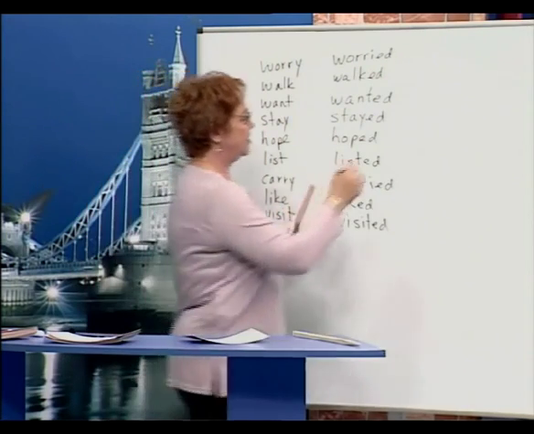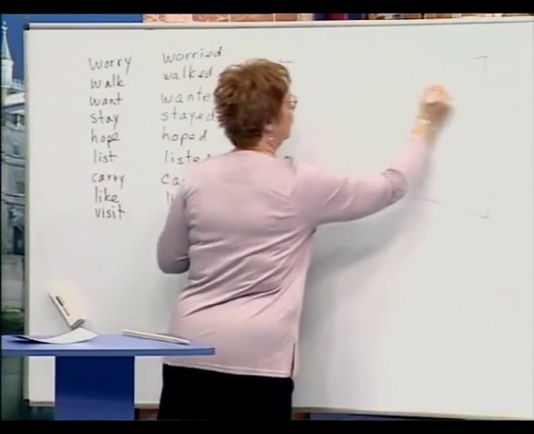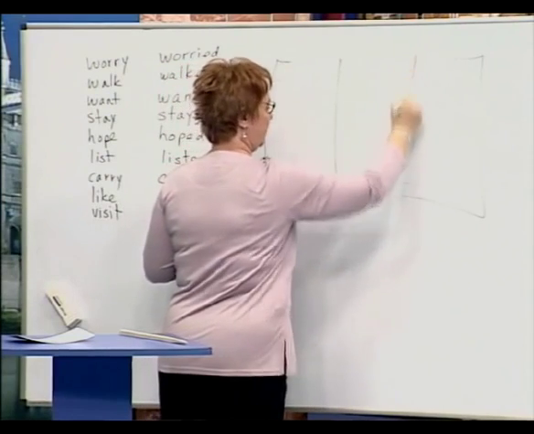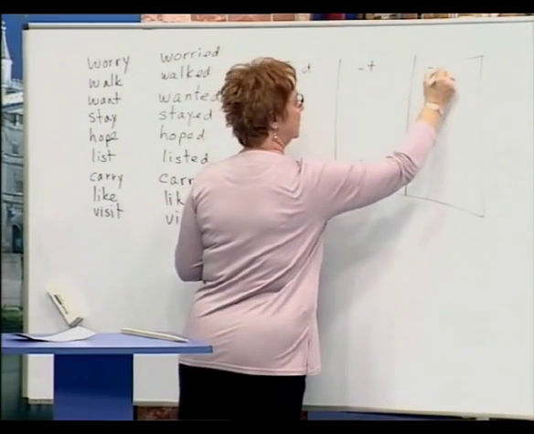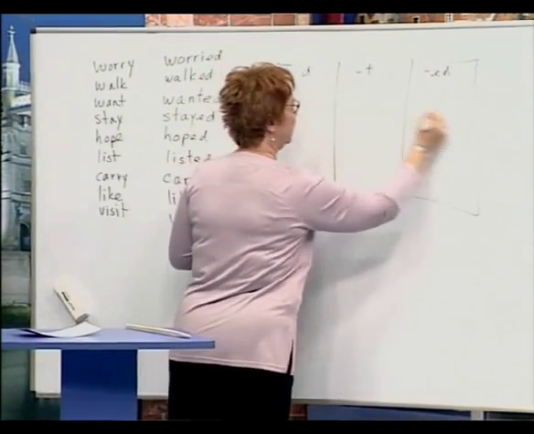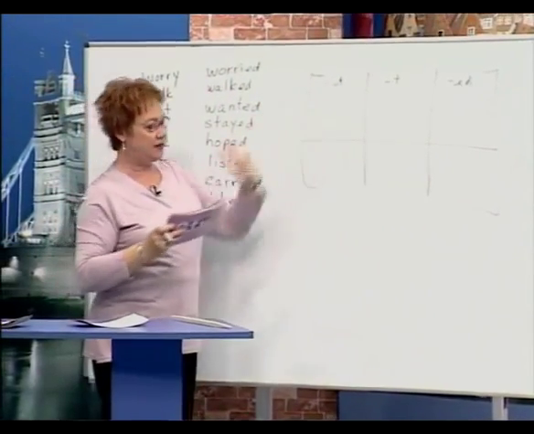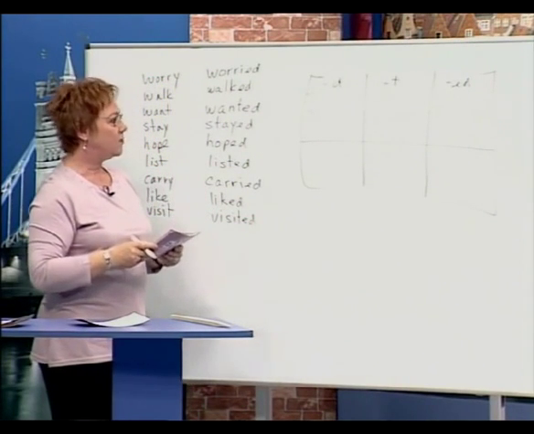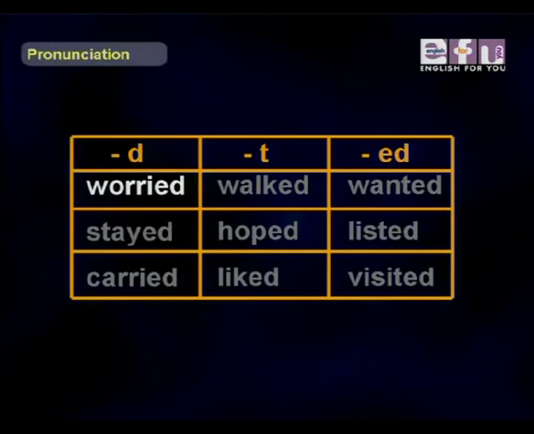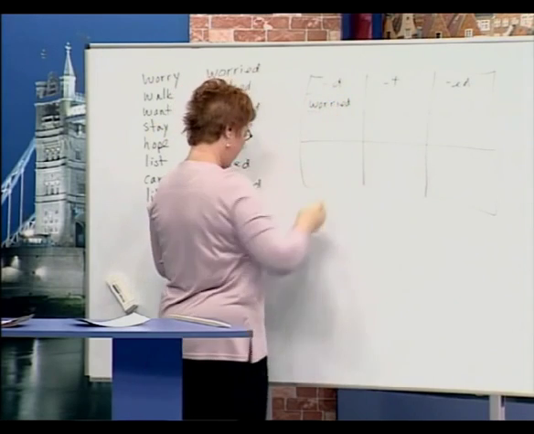And here is the chart. We'll also do it on the screen. We have the D sound, the T sound, and the ED sound. Okay? So we're going to put these words into this chart. Are you ready? Okay. Susan, where does worried go? It has the D sound. It goes under the D. Yes, worried. Okay.